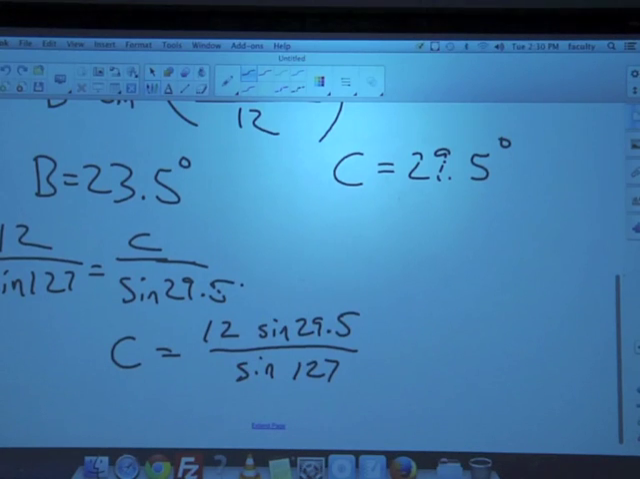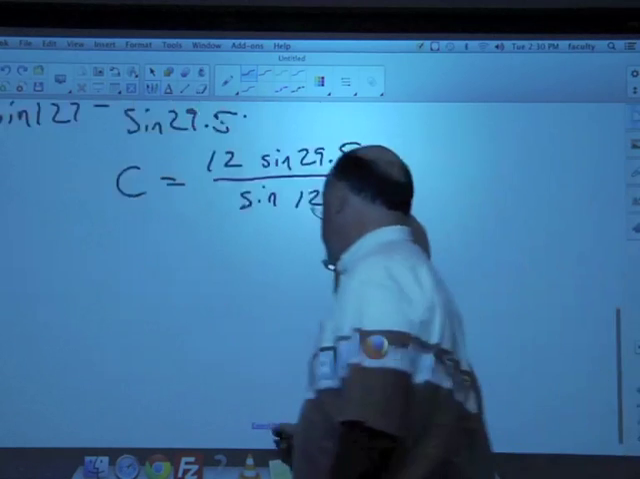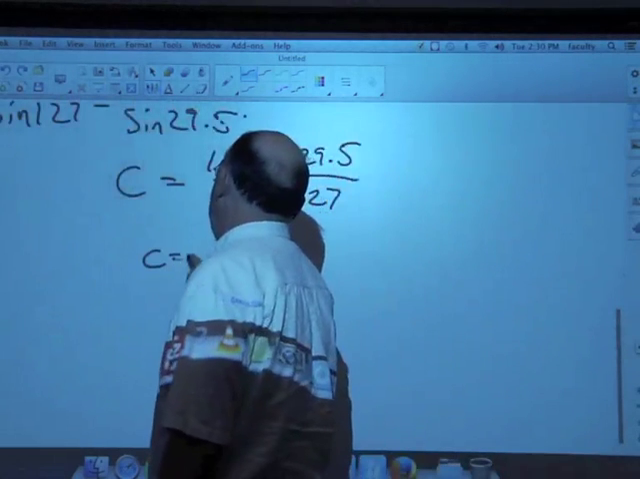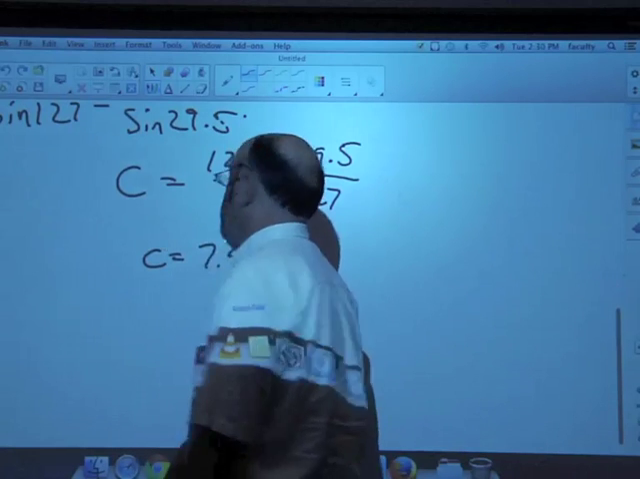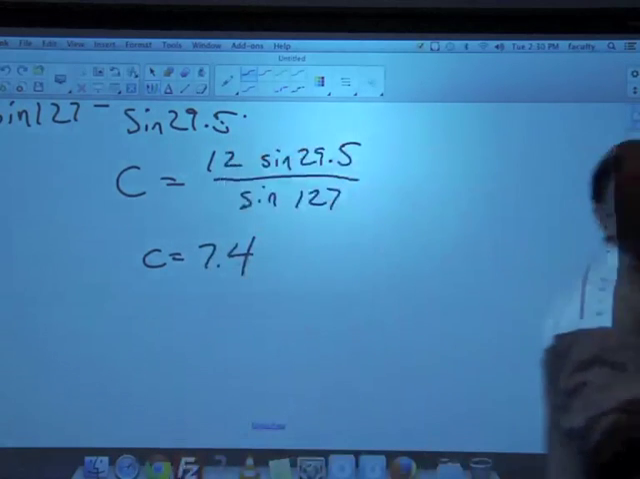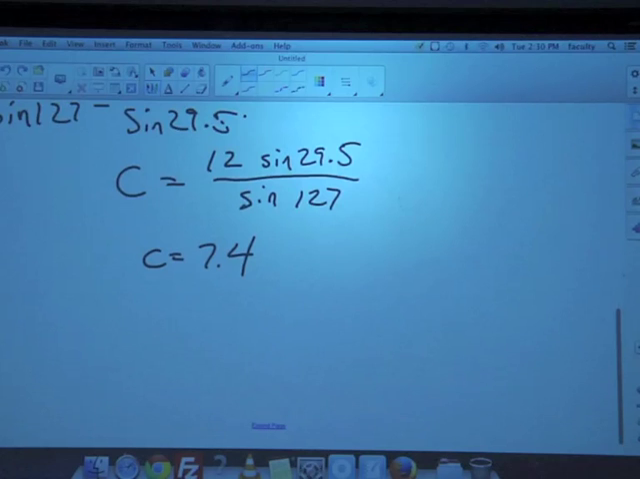Okay? So what are we rounding to? Nearest tenth. So 7.4, unless I've typed something wrong. And you get 7.4. So you put that in, you should get 7.4 to the nearest tenth.